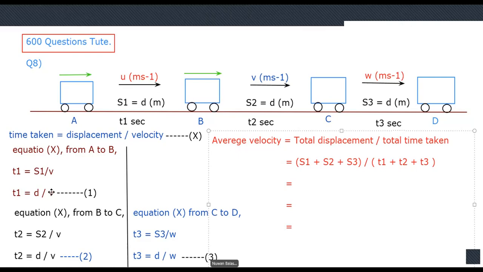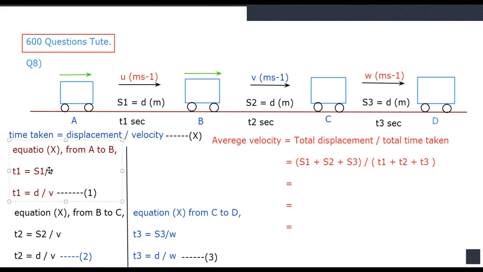There's a small mistake in the first equation. In the first equation, velocity from A to B is U. Please correct it here. A to B velocity is U, B to C velocity is V, C to D velocity is W. I mistakenly wrote V; it should be U. Please correct that mistake. Sorry.